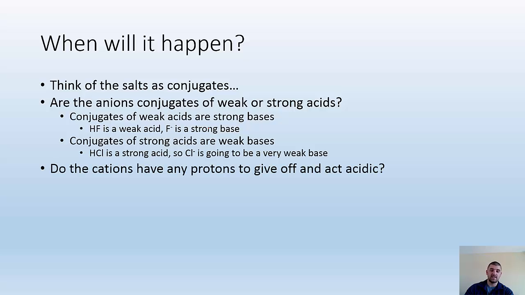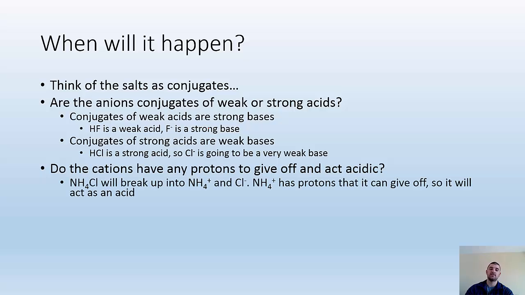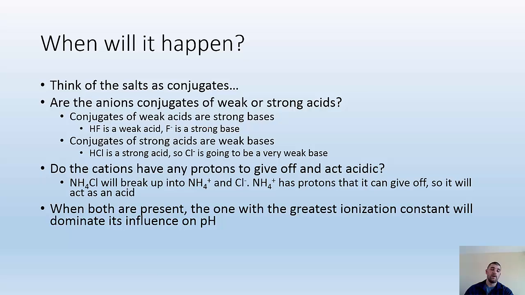So do the cations have any protons to give off to act acidic? If it's got NH4Cl, it's going to break up into NH4+. NH4+ has some protons it can give off, and it's going to act like an acid. When both are present, like, hey, I've got two ions, one that acts like an acid and one that acts like a base, you've got to look at the ionization constant, and whichever one's greatest will have its influence dominate the pH. So let's just take a look at some problems.